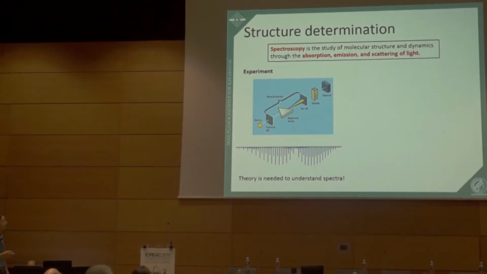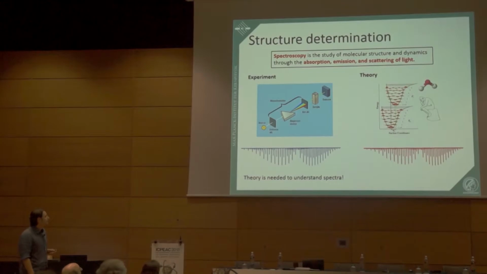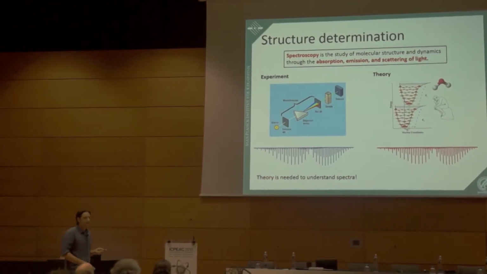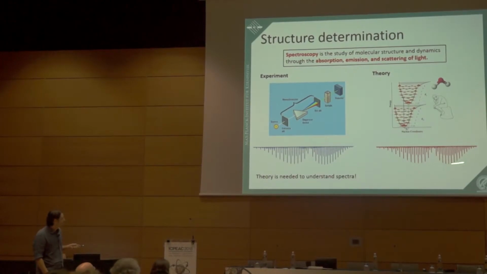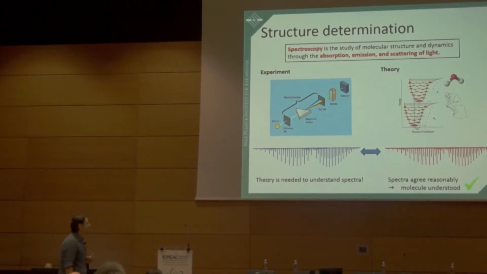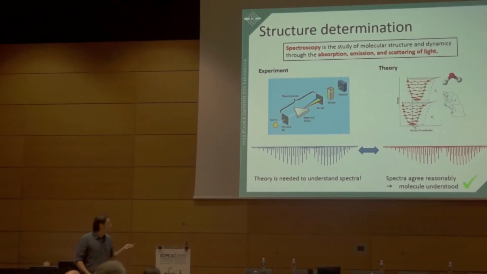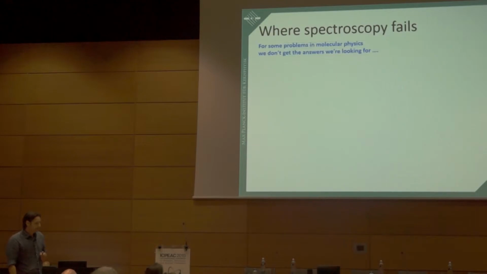But at this point, theory is needed to understand the spectra, so one has to think about potential surfaces, energy levels, and so on. But if this is successful, one gets a calculated spectrum, and one compares these 2 spectra, and if they agree, then one says, okay, this molecule is understood.